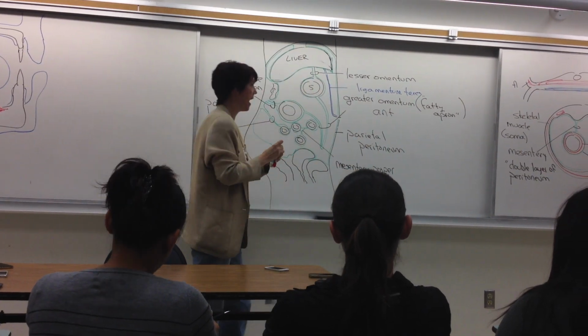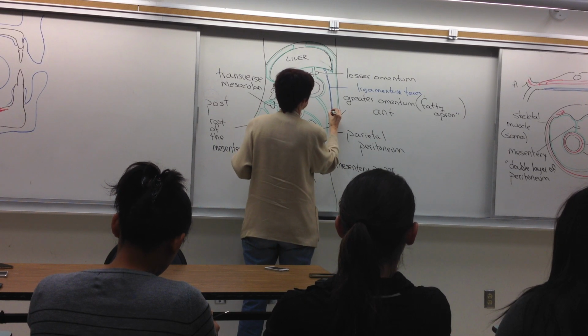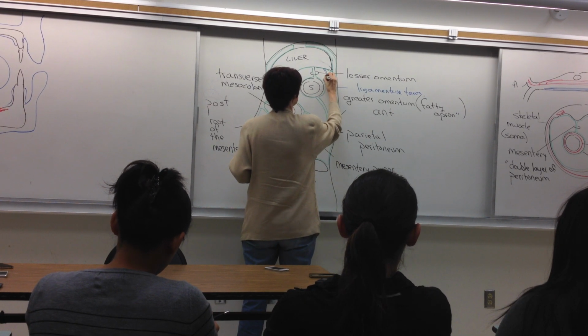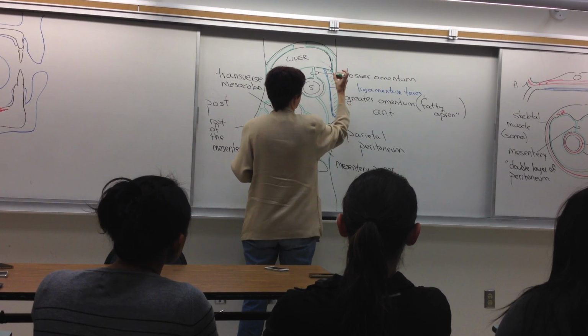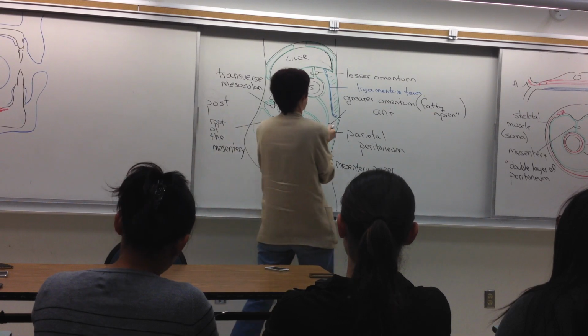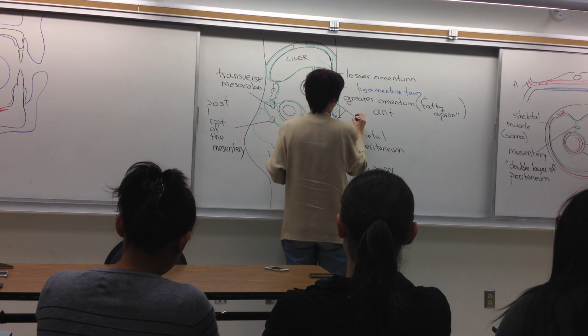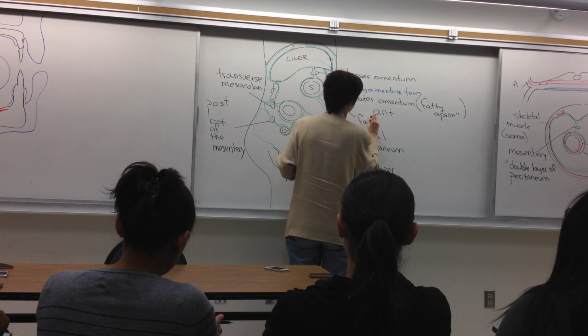And it is in a loop of intestine, a loop of mesentery, a fold of mesentery. That is identified as the falciform ligament. We'll talk about this more on Monday when we talk about the liver.